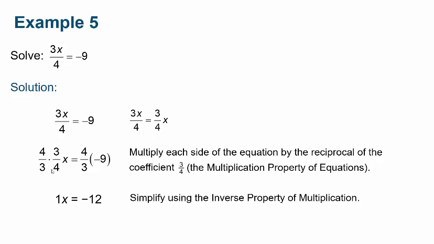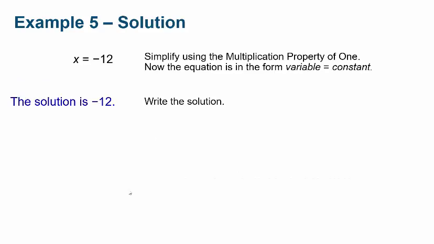Whatever I do to one side of the equation, I have to multiply this -9 by the same thing. So the 4's cancel, the 3's cancel, and you're just left with 1x. 4 times -9 is -36. And then -36 divided by 3, that's how we get this -12 here. So this is our solution right here.